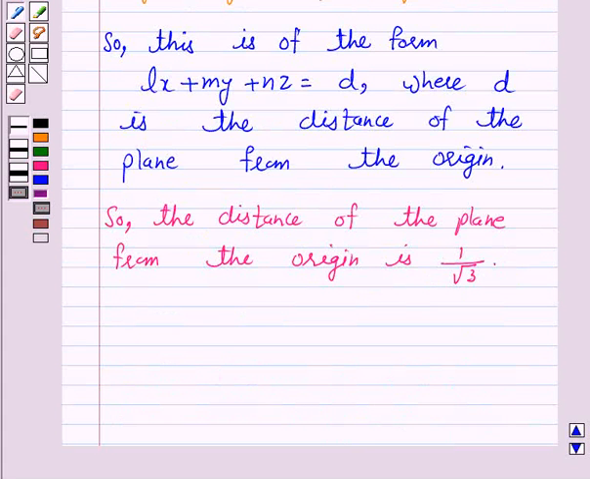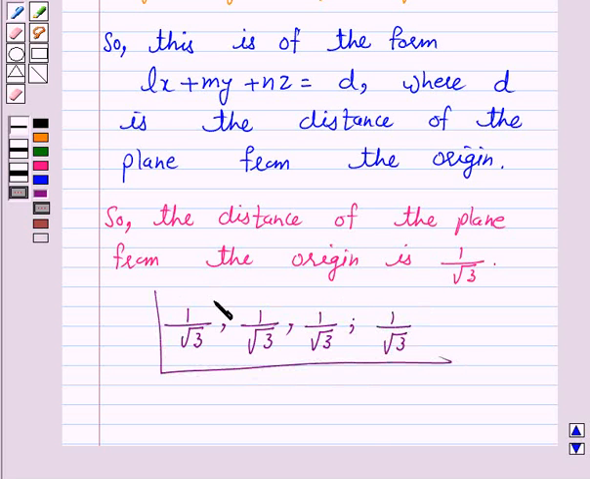Hence, the direction cosines of the normal to the plane are 1/√3, 1/√3, 1/√3, and the distance of the plane from the origin is 1/√3. So this is our answer for the above question.